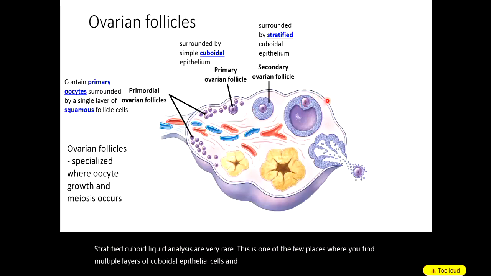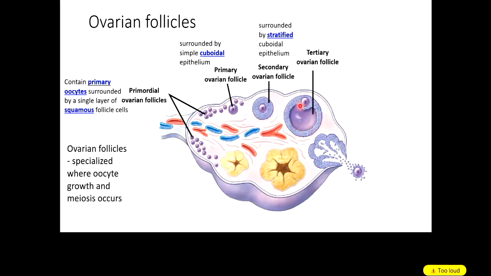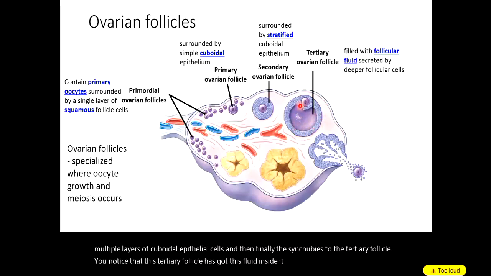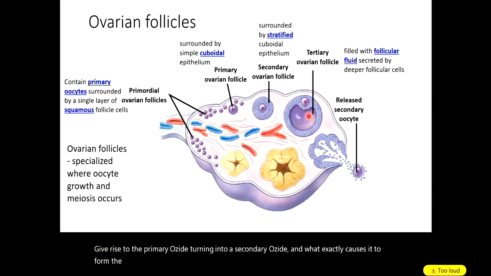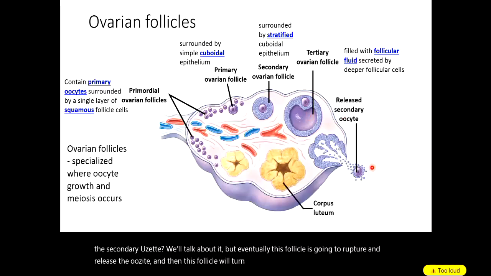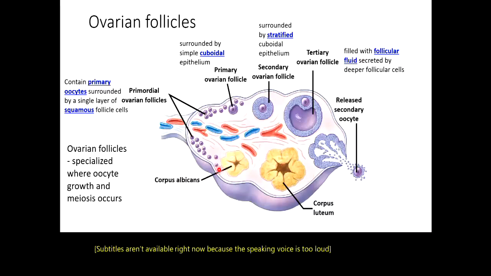And then finally this can give rise to the tertiary follicle. You notice that this tertiary follicle has got this fluid inside it, right? And we find that this tertiary follicle will eventually give rise to the primary oocyte turning into a secondary oocyte, right? And what exactly causes it to form the secondary oocyte, we'll talk about. But eventually this follicle is going to rupture and release the oocyte, and then this follicle will turn into a structure known as the corpus luteum, and this corpus luteum will produce a hormone which will help maintain pregnancy, and eventually it can degrade into a structure called the corpus albicans.